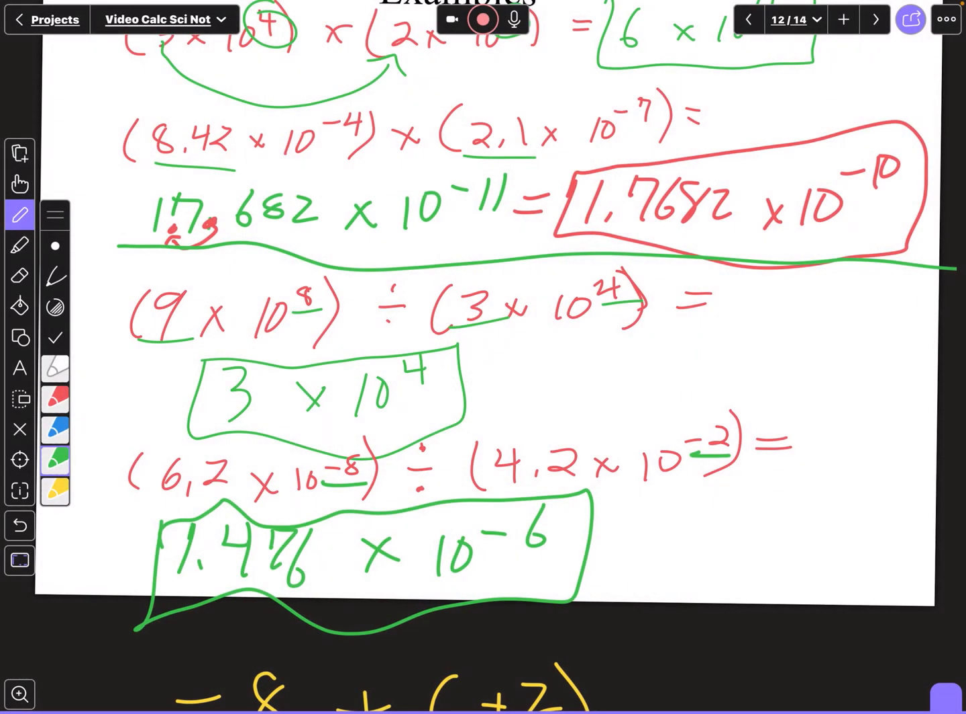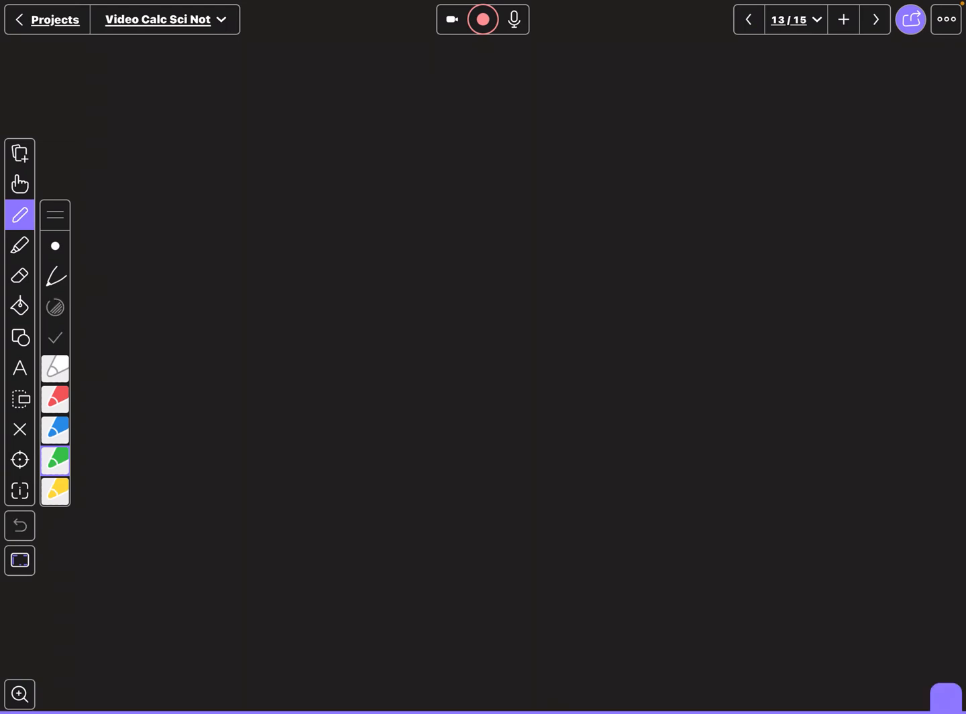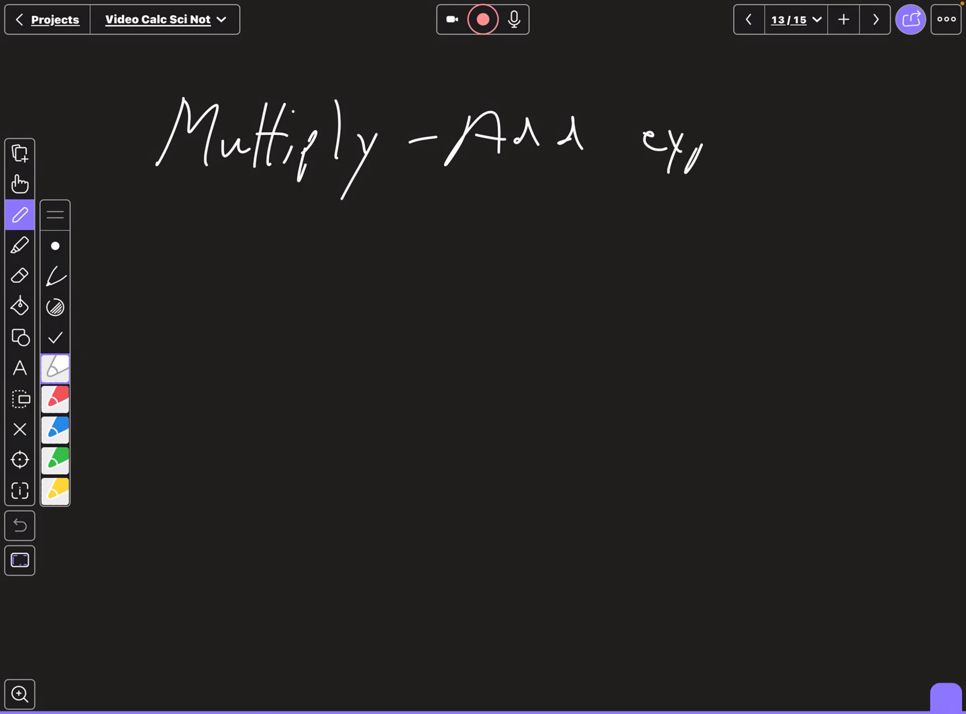Now, just to review, whenever we add and subtract, exponents stay the same. All right? When we multiply, we add exponents. And then when you divide, you subtract exponents.